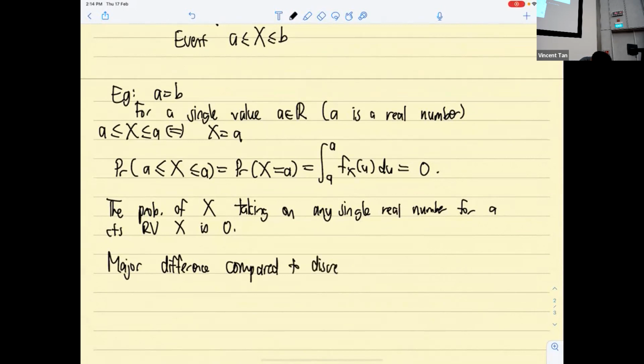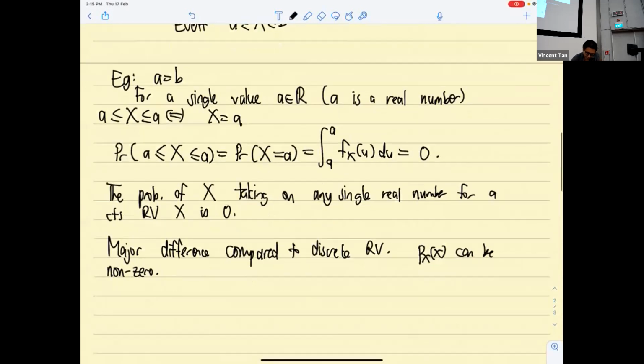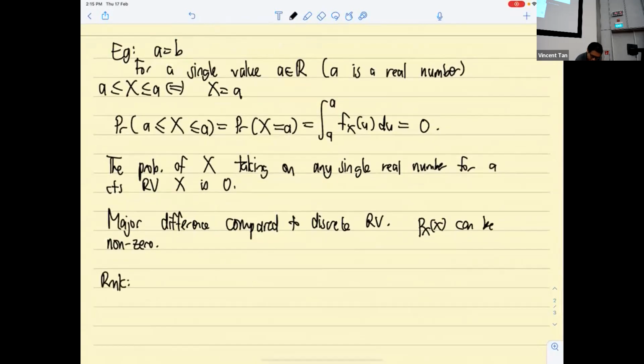Now, in the discrete land, of course, the probability that X takes on a certain value can very well be non-zero. So P_X(x) can be non-zero. And we have seen this many times in many examples in the quizzes, in the homeworks, in the tutorials, and so on and so forth. So here is a certain consequence. This is a remark, a math thing.